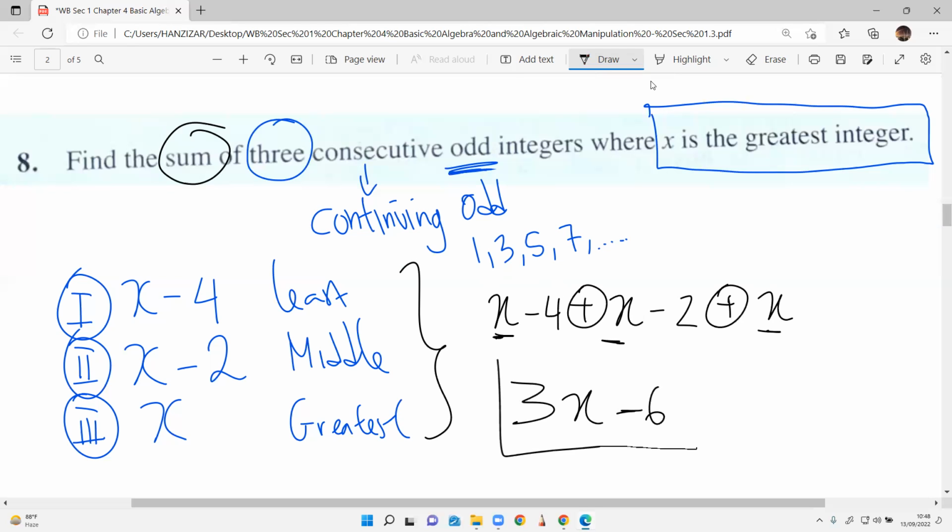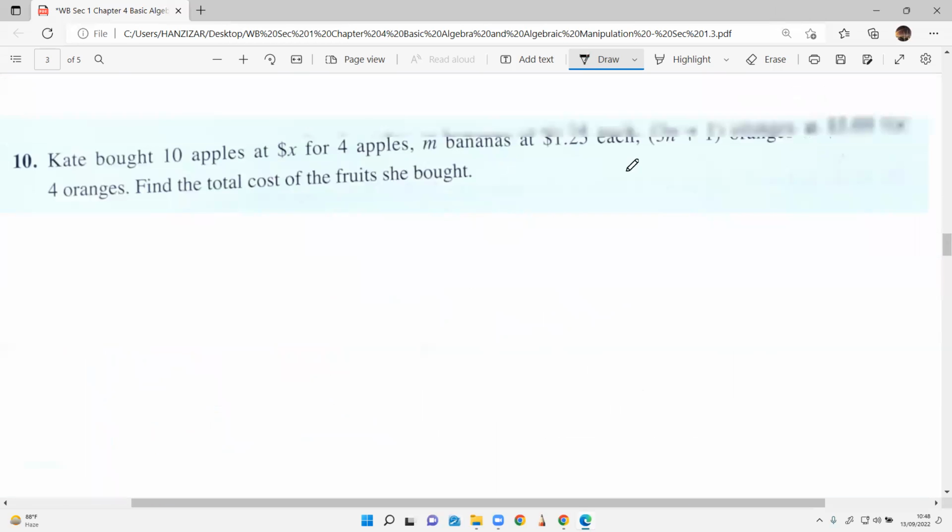So do you know what the number is? No, there's no need to put in the number. Just put in the letter, the variable. There you go. This is the hardest question in this set. Okay, let's see.